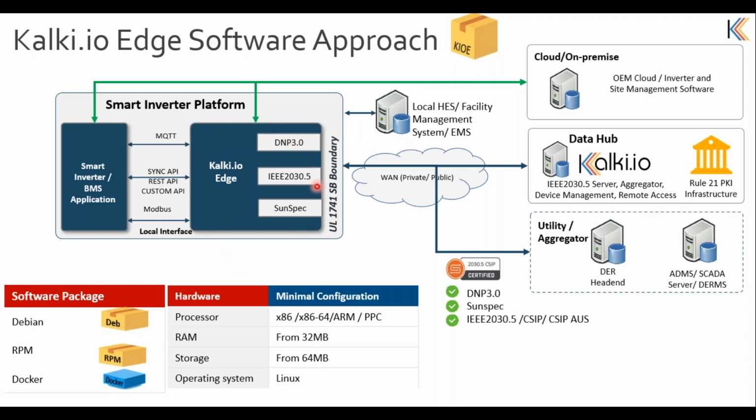So the primary requirement of the software is that it can run on any type of hardware platform. It could be x86, it could be ARM, it could be PowerPC, whatever it may be. Basically, the resource requirement would be a minimum of 32 MB RAM and 64 MB storage, flash, or maybe storage disk. And the operating system can be any flavor of Linux.